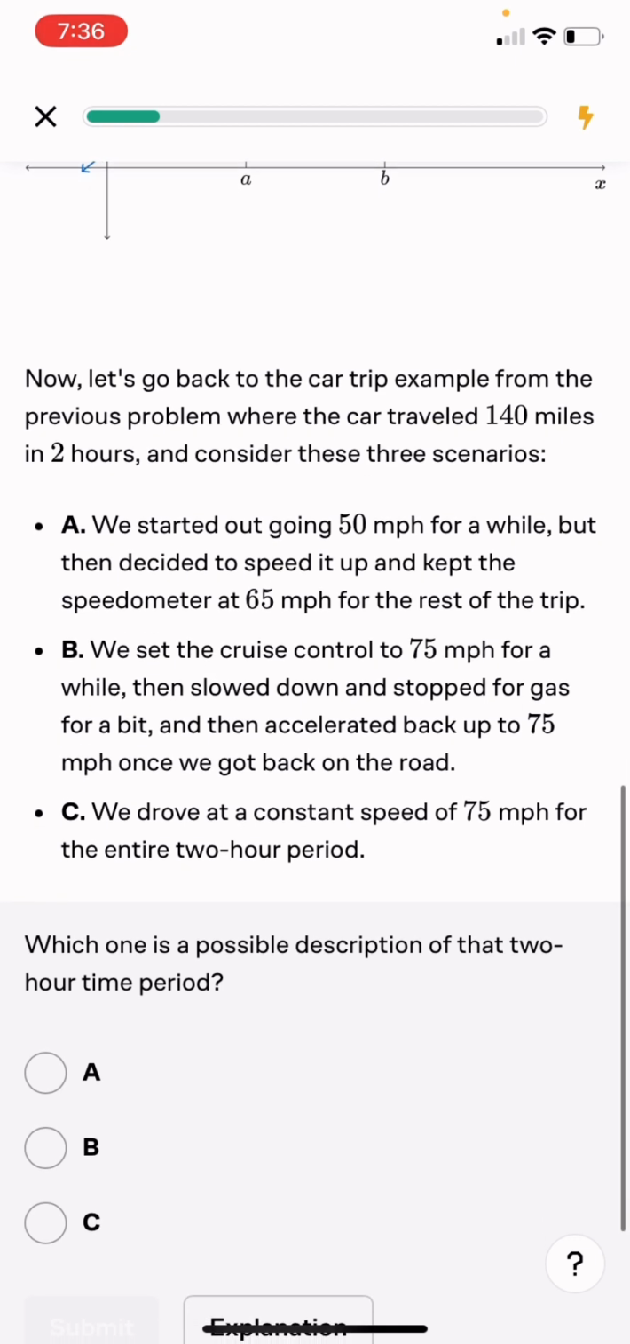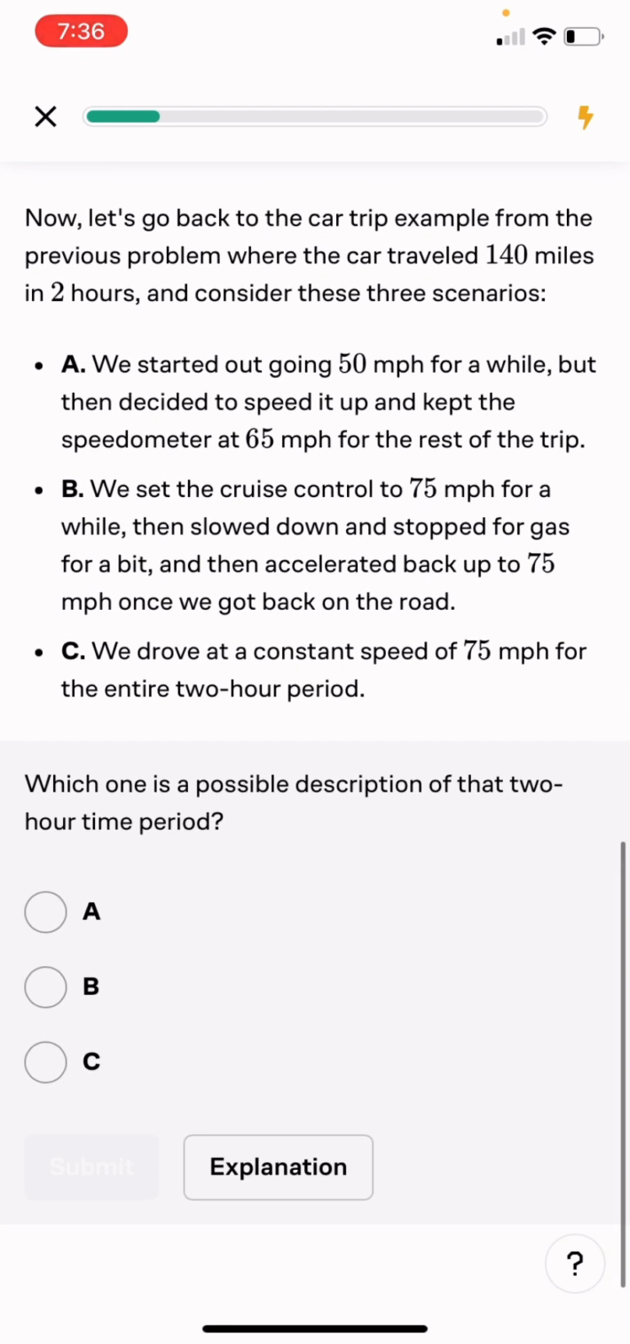I feel like constant speed is definitely out of the question. So we go at 50 for a while, but then decide to speed it up and keep that. I feel like it would be B. Yeah, because if we were at 50 miles per hour for quite some time, let's just say an hour, we might not even have enough time. And it says for a while, so it's definitely meaning that we did 50 longer than 65. That wouldn't add up to 140.